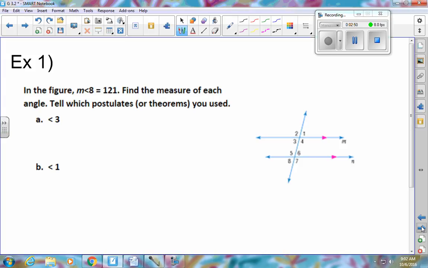Alright, so looking at example 1, it says the measure of angle 8 equals 121 degrees. So where we see 8, we want to fill in 121. Okay, so we have that there. And then let's look at what we need to find for letter A. Angle 3 is what we're looking for. Well, looking at 3 and 8 as a pair, they are corresponding angles. So we can also say that angle 3 equals 121 degrees because we know by the corresponding angles postulate that if they're corresponding, they are the same. So we would just need to make note of that.